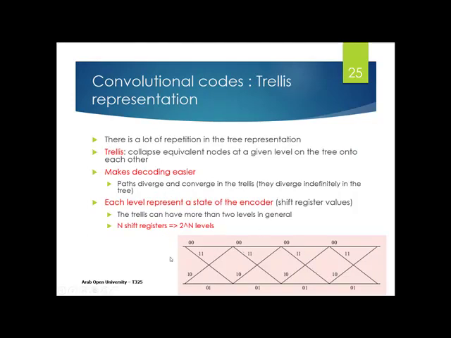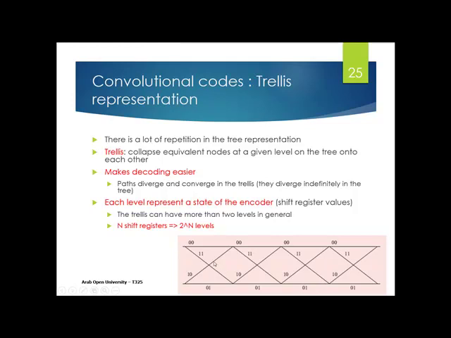So in the trellis representation, this is an example where we have 2 states, 0 and 1. If the input is 0 and the state is 0, we will keep in the state 0. If I am in the state 0 and the input bit is 1, the encoder will move to the state 1. And if I am in the state 1 and I receive a bit 0 as input, the encoder will move to the state 0. And if I'm in the state 1 and the input is 1, I will keep in the state 1.